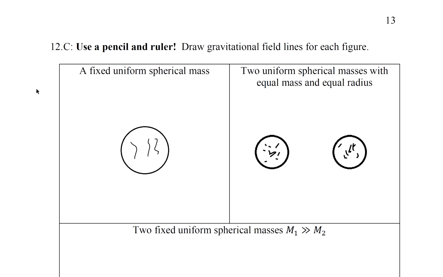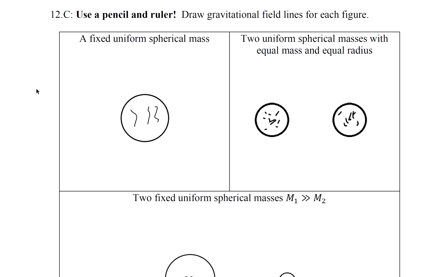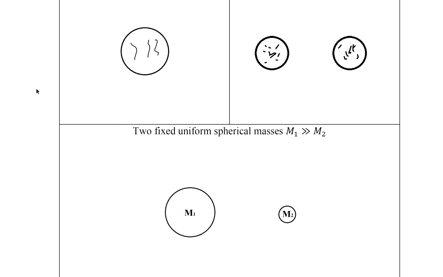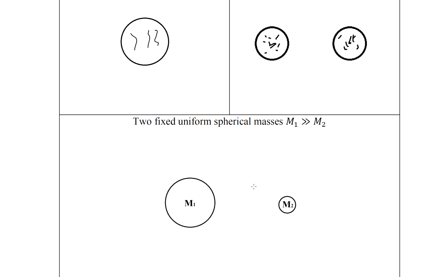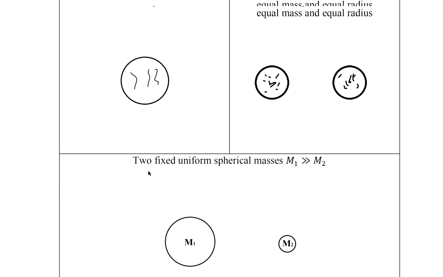Question 12. Use a pencil and ruler, draw gravitational field lines for each figure. The image on the top left is a fixed uniform spherical mass. The image on the top right shows two uniform spherical masses with equal mass and equal radius. And finally, we have two fixed uniform spherical masses where M1 has a much greater mass than M2.